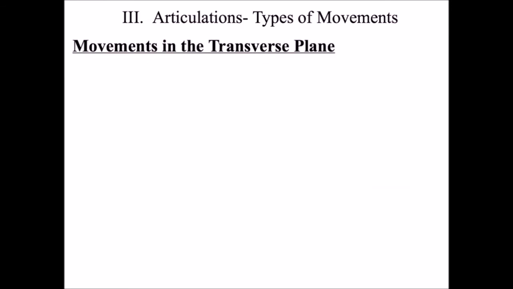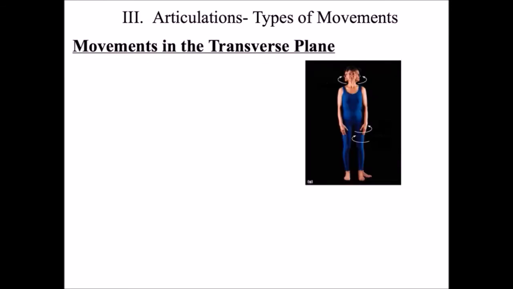Movements that are parallel in the transverse plane are called rotations. So a rotation that occurs within the axial skeleton we just call a rotation. Any type of rotation that occurs in the appendage is either medial or lateral rotation. In medial rotation, the appendage is rotated toward the midline of the body, whereas in lateral rotation, the appendage is rotated away from the midline of the body.